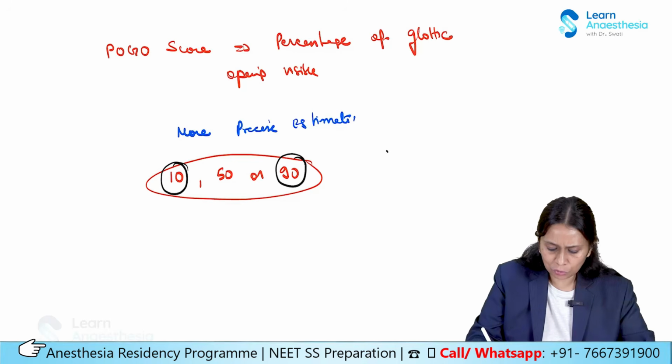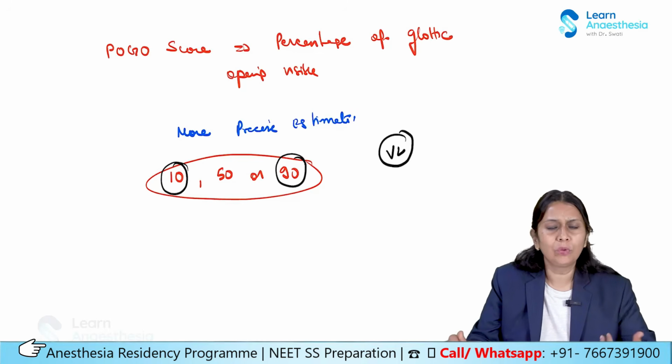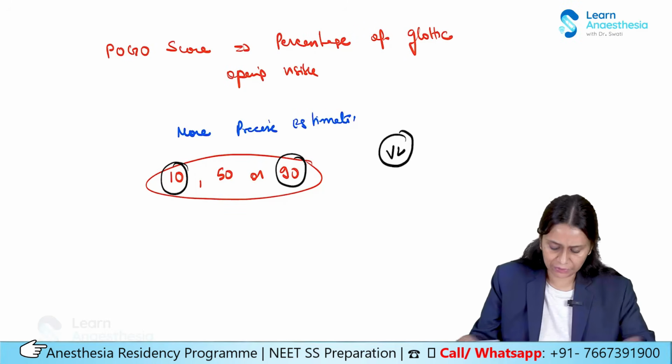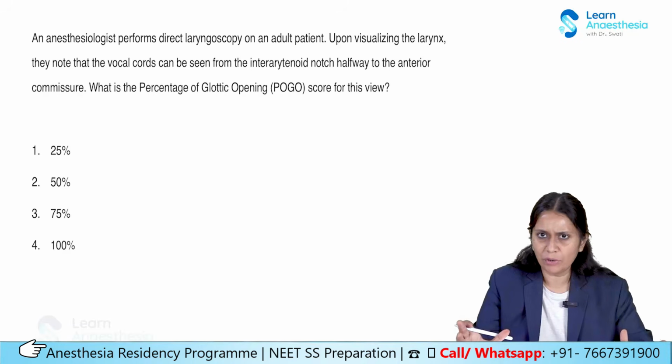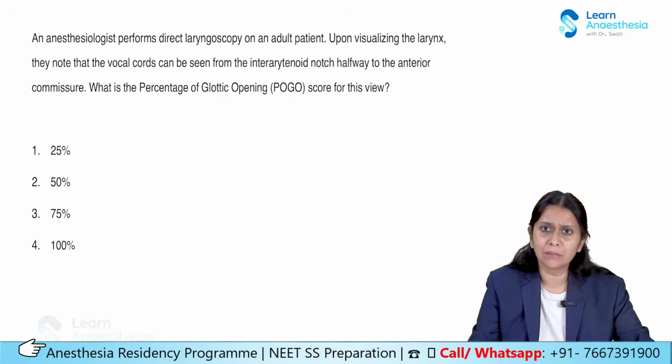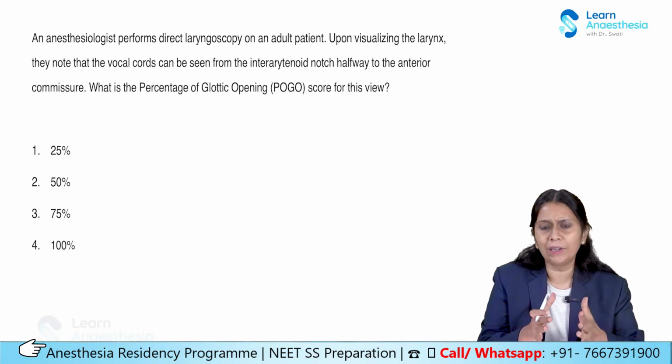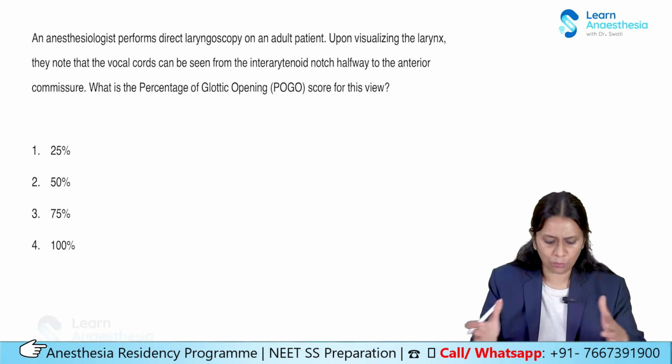And in video laryngoscopy, when we compare two video laryngoscopes, definitely the POGO score is much more commonly used than the Cormack-Lehane grading system. So we will just discuss some questions related to the Cormack-Lehane and POGO systems, and then further continue our discussion. How do we correlate the Cormack-Lehane grading system and the POGO system?